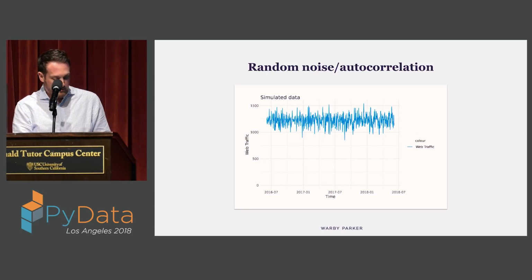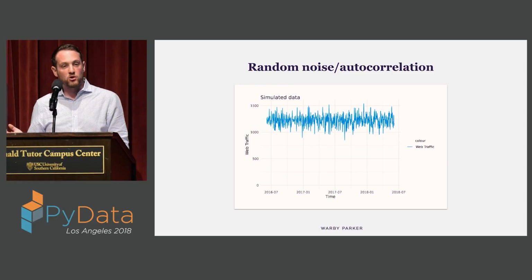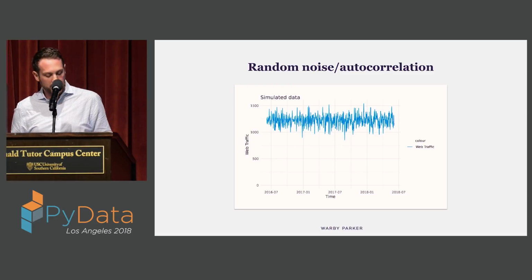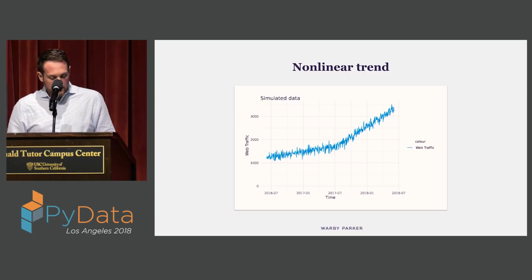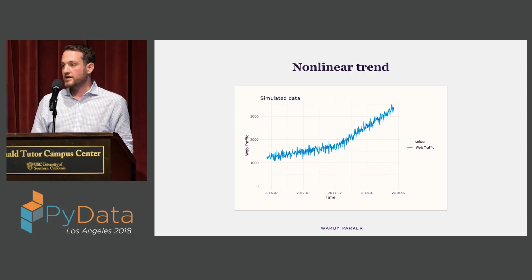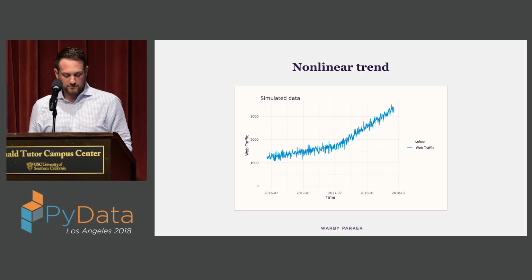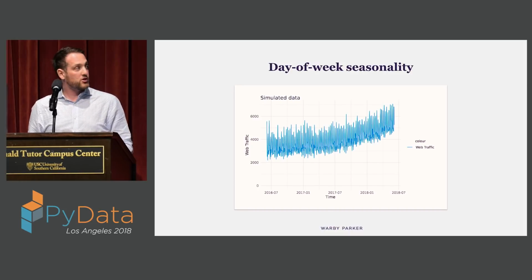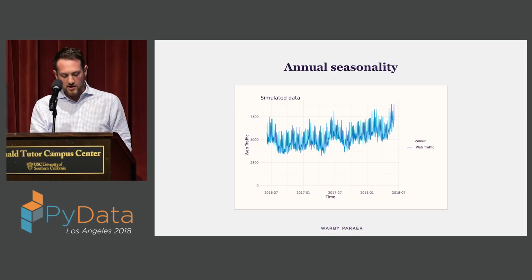So starting off simply again, you can have random noise that may or may not have autocorrelation. You can have trend, and it may be nonlinear, right? So the slope of the trend can change at different points in time. You can have day of the week seasonality. This is very common for business data, right? Like people shop on certain days of the week, or people do different things at different times.